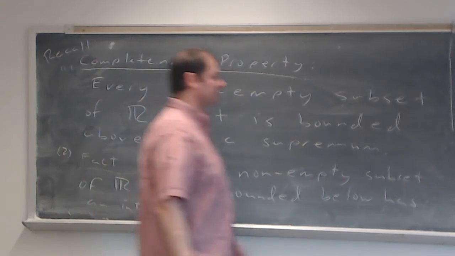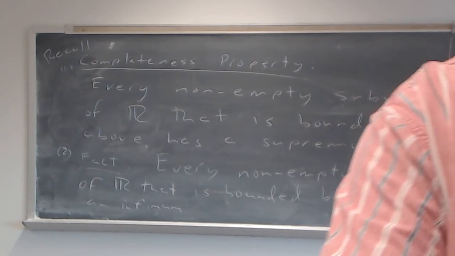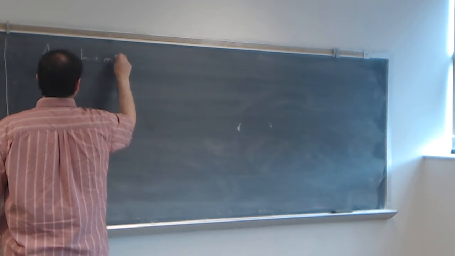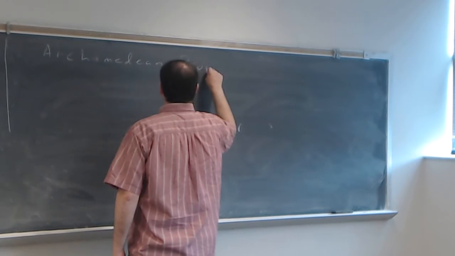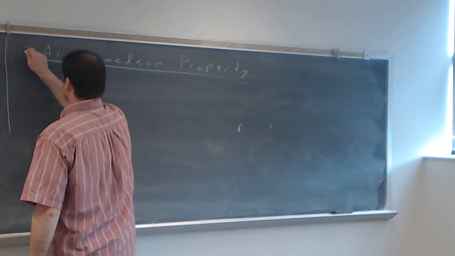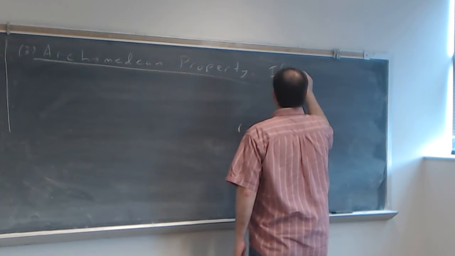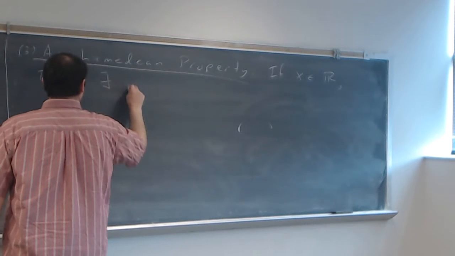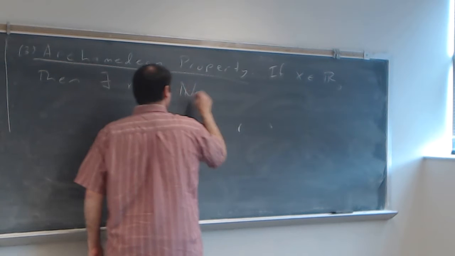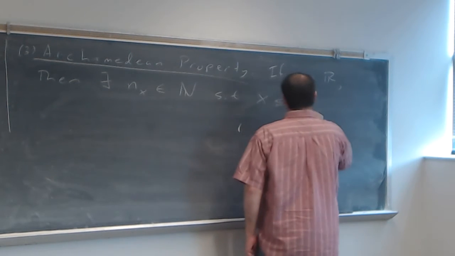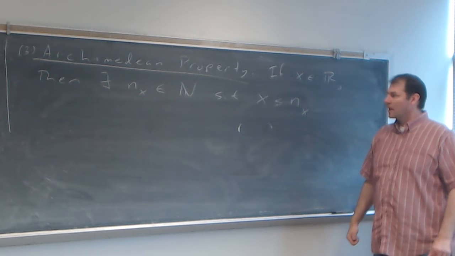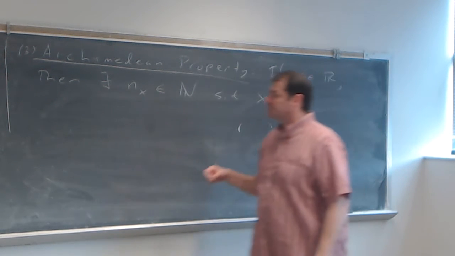And from this fact, we have something called the Archimedean property, which I'll write on the board, and we're going to prove that in just a second. I think this is exactly where we left off last time. It says that if x is a real number, then there exists an n sub x, an element of the natural numbers, such that x is less than or equal to n sub x. You can say less than or less than or equal to. So our statement is less than or equal to. So we're both the same.